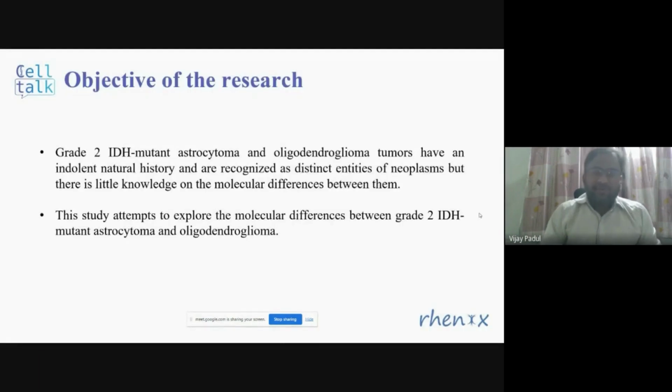The objective of the research: grade 2 IDH mutant astrocytoma and oligodendroglioma tumors have an indolent natural history, and they are recognized as distinct neoplasm entities, but there is little knowledge about the molecular differences between them. Grade 2 tumors are very indolent, meaning they take time to grow and infiltrate the surrounding area. But even in such cases, the molecular aspects leading to this behavior are not known, and this study attempts to explore the molecular differences between grade 2 IDH mutant astrocytoma and oligodendroglioma.